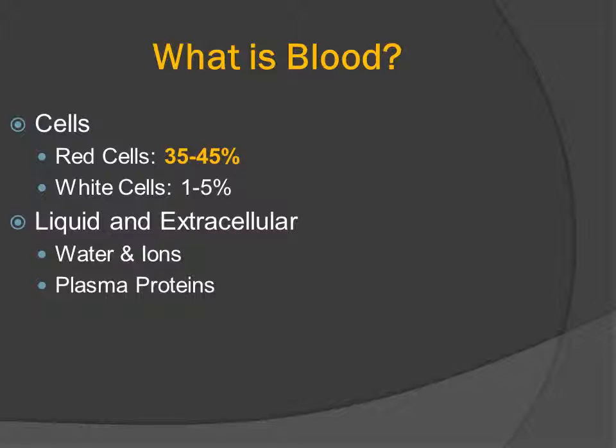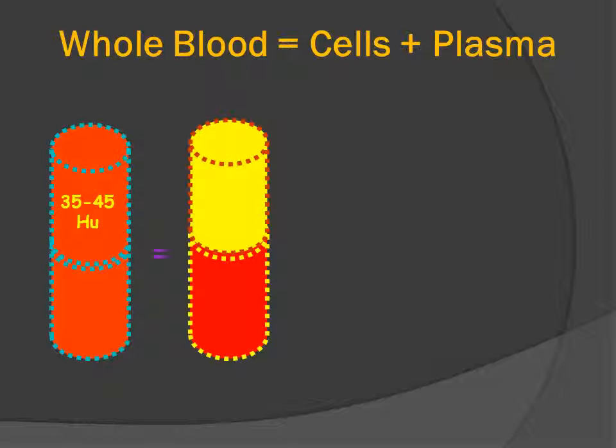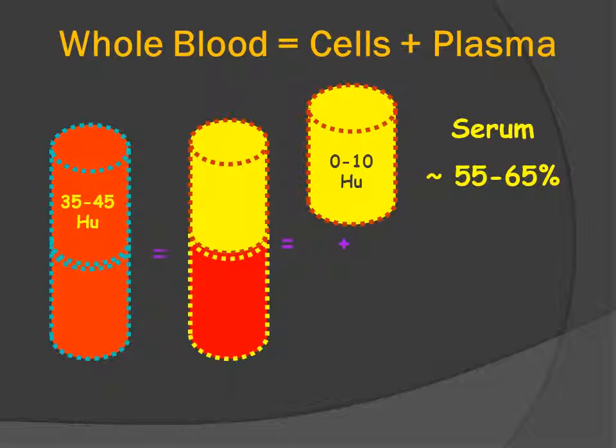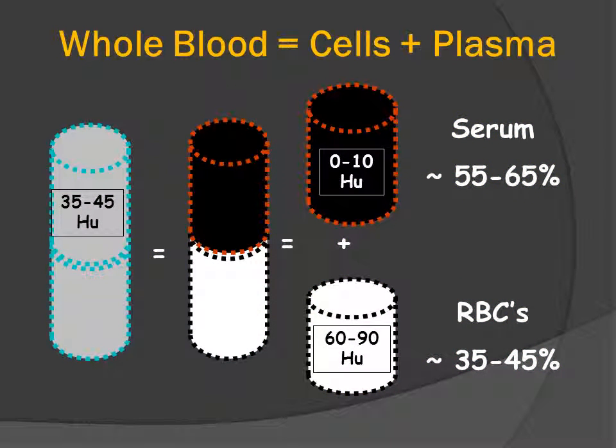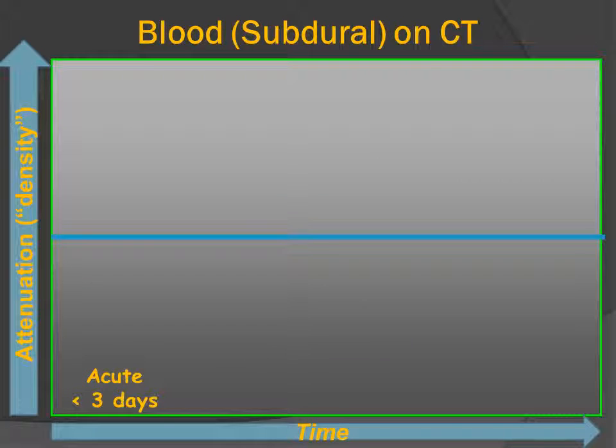What is blood? Blood is a mixture of fluid and cells, approximately 35 to 45% red cells. That's your hematocrit. If we think about whole blood, the red cells and the fluid are intermixed. But if we allow blood to clot or to settle out by the hematocrit effect or sedimentation or by gravity, we can separate the serum, which has a very low attenuation of 0 to 10 Hounsfield units, from the red cell mass, which is going to have a high attenuation of 60 to 90 Hounsfield units. And of course, the low attenuation of the serum will be dark on the CT scan, and the high attenuation of the red cells will be white on a CT scan.